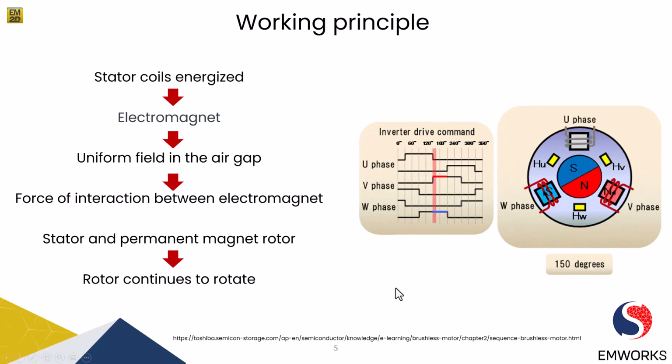With the switching of windings, as you can see in the figure on the right hand side, the particular stator coils are switched in a fashion as you can see in the inverter drive command, and the corresponding windings are energized as north and south poles. The permanent magnet rotor with north and south poles aligns with the stator poles, which causes the motor to rotate.